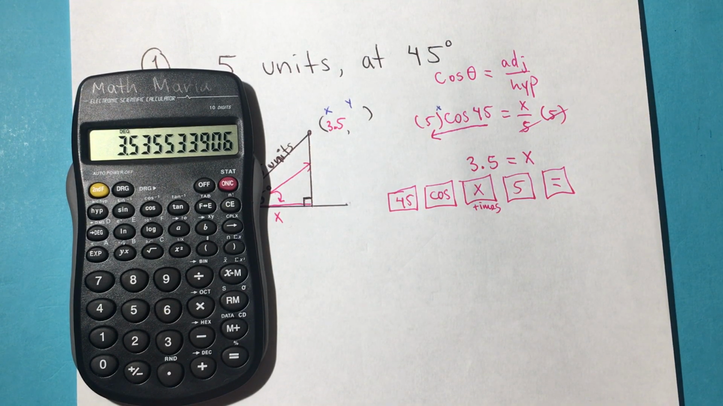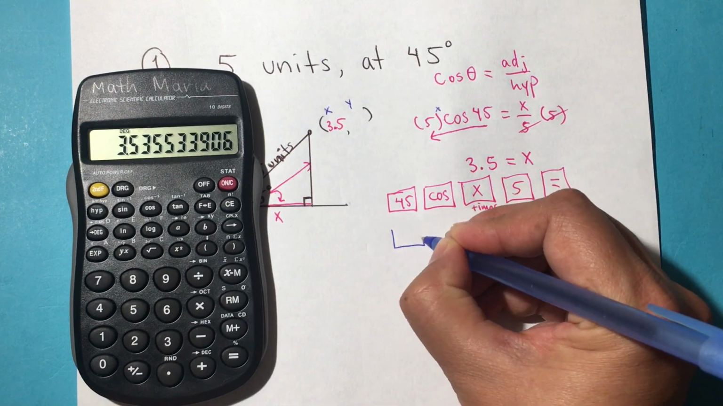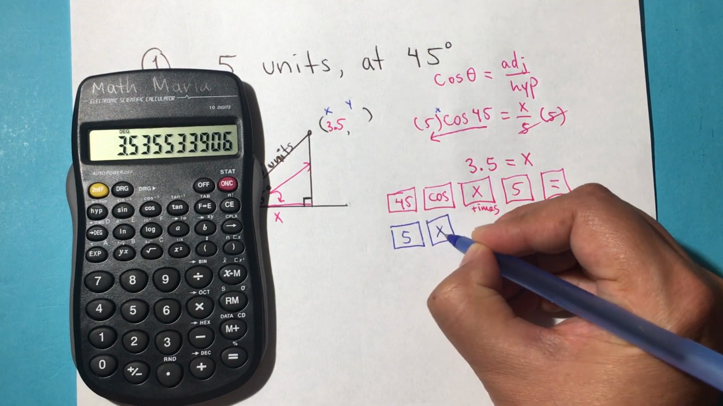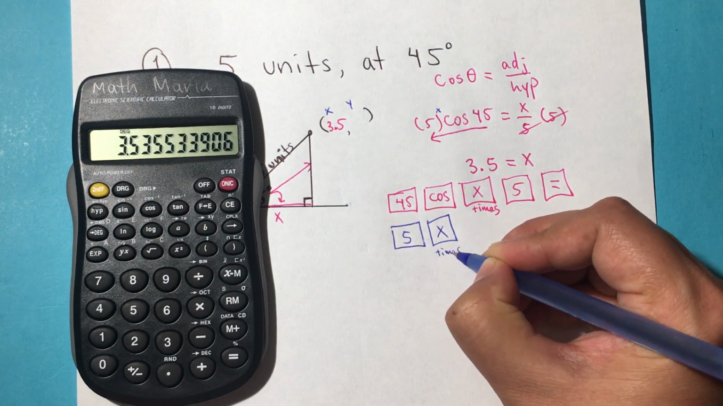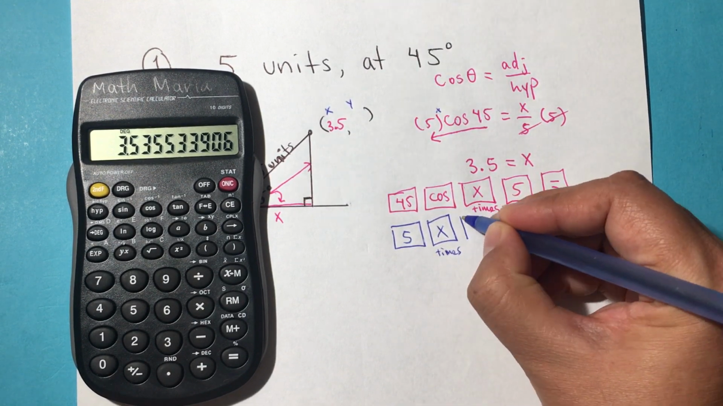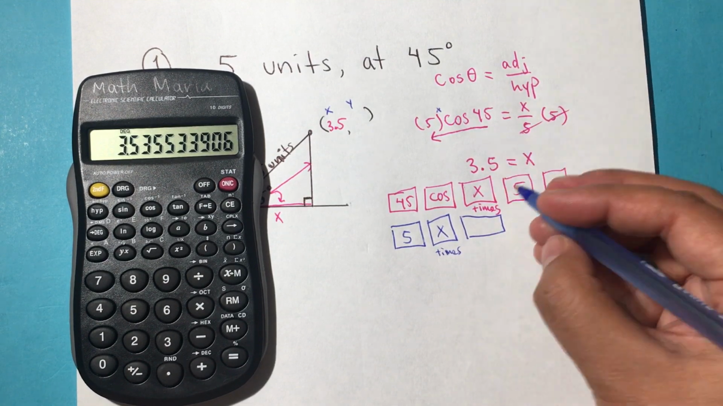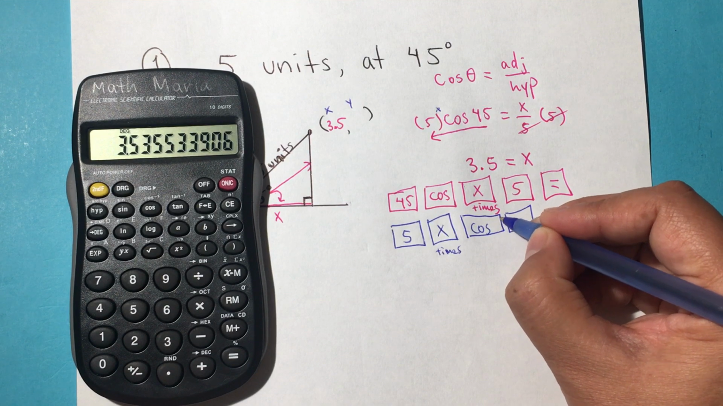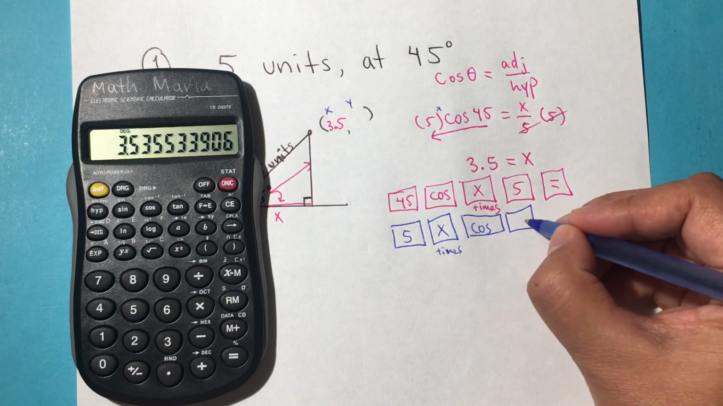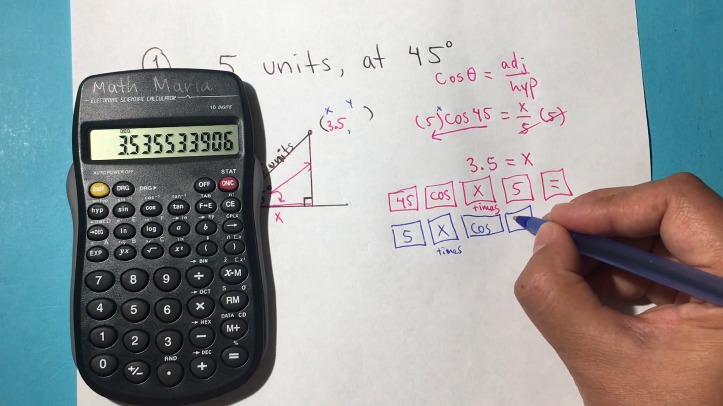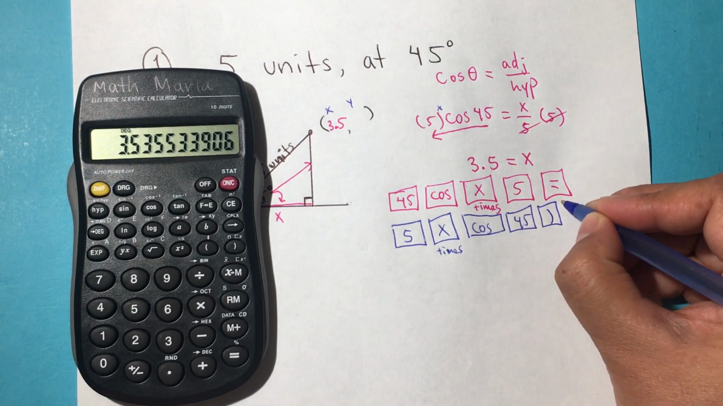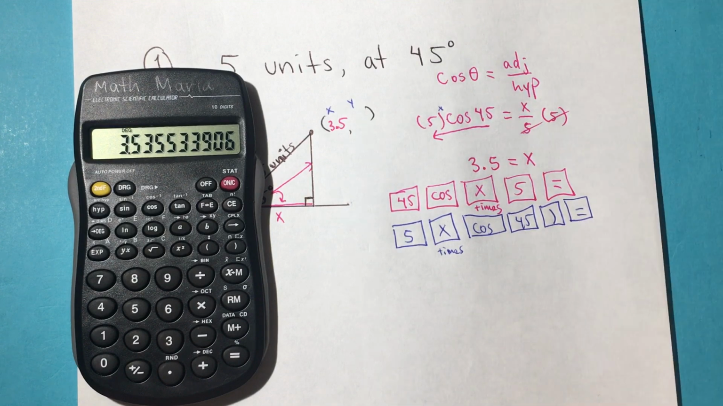Okay, in the other calculator, you're going to write it the way it is: 5 times, and I put times because sometimes we confuse it with x, cosine, and then in here it automatically opens a parenthesis. Okay, so cosine 45, and that's why you have to close the parenthesis, and finally you put equal.